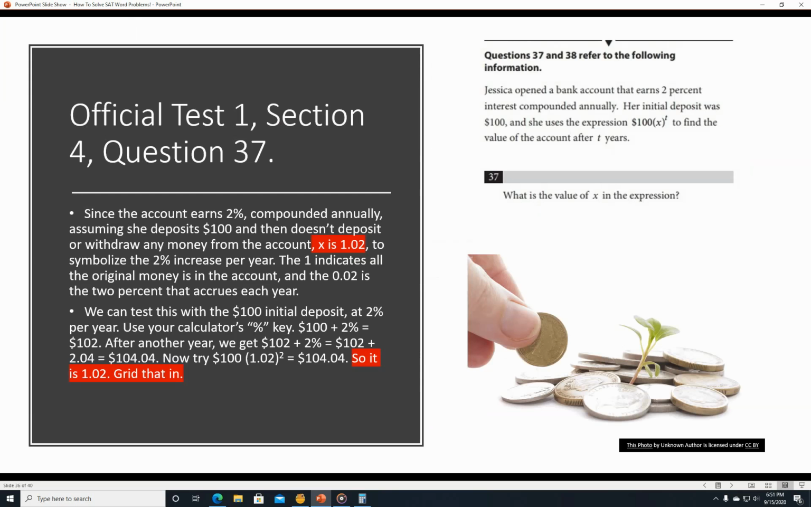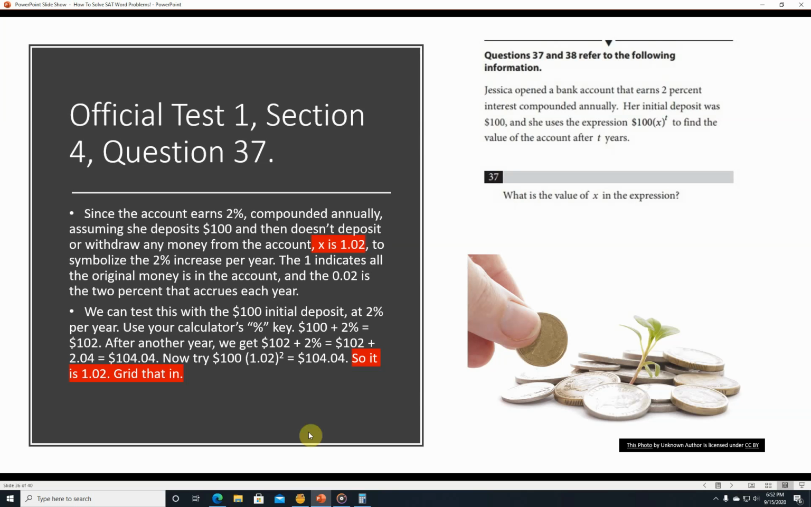Official Test 1, Section 4, Question 37. Questions 37 and 38 refer to the following information. Jessica opened a bank account that earns 2% interest compounded annually. Her initial deposit was $100, and she uses the expression $100 times x to the t to find the value of the account after t years. What is the value of x in the expression?